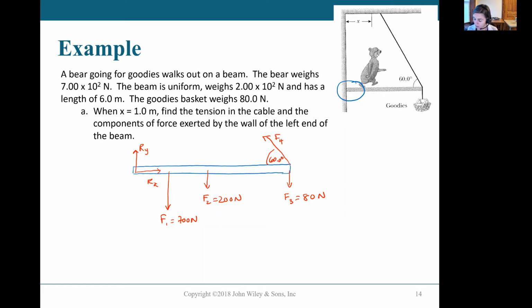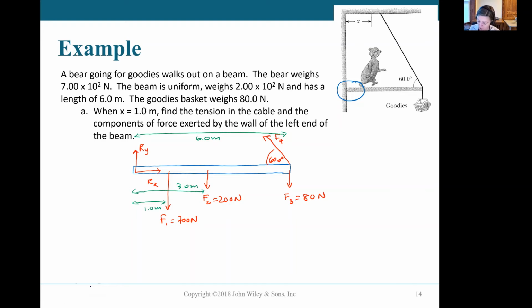Let's put some distances on here as well. The whole thing is 6 meters long. That means that this distance here is 3 meters, and this distance was 1 meter. I think that's all we need to know. So there's the free body diagram, and then we can start using our equilibrium equations.